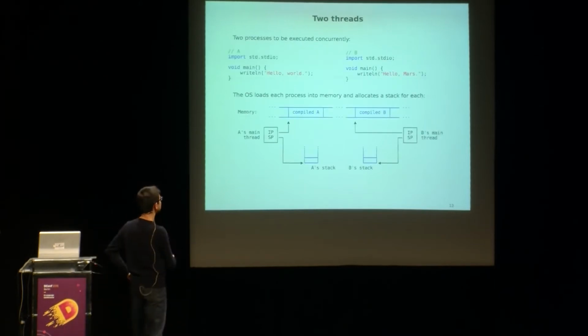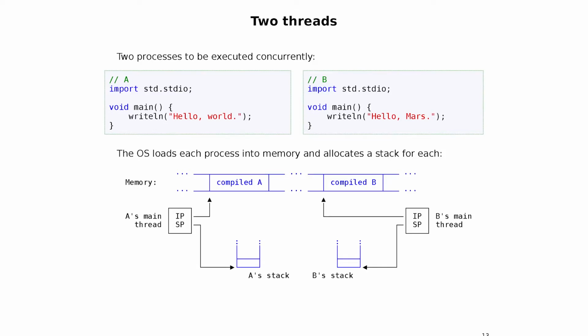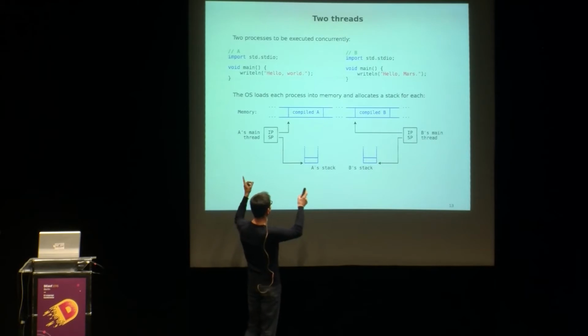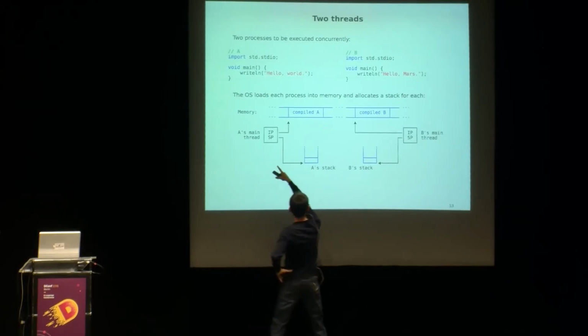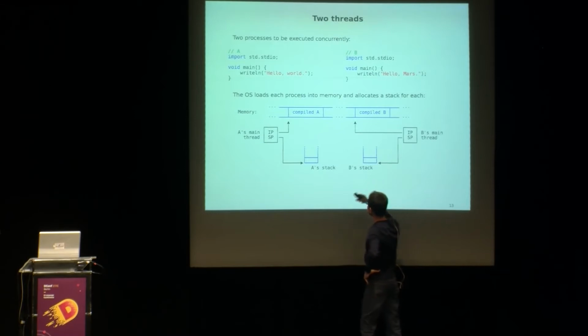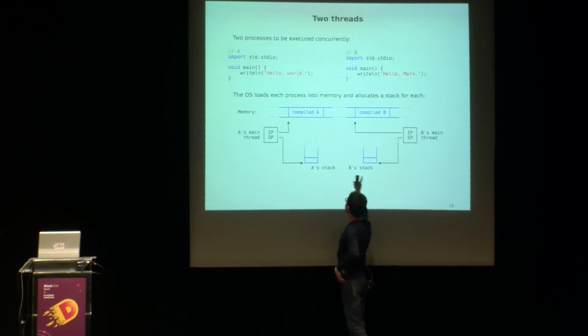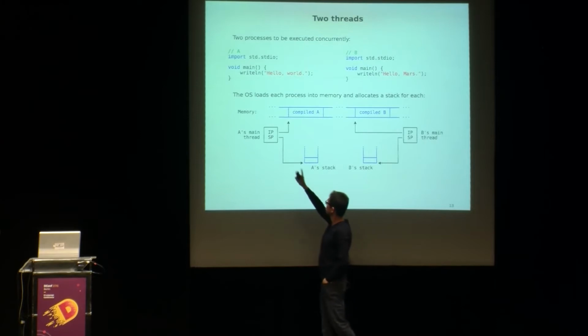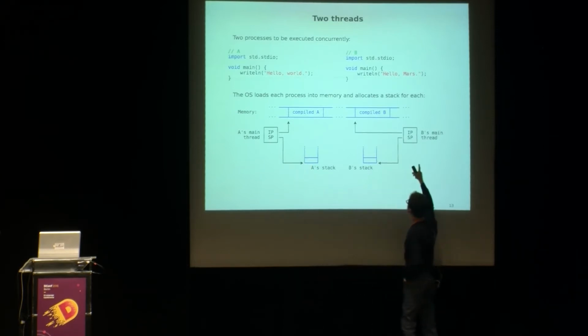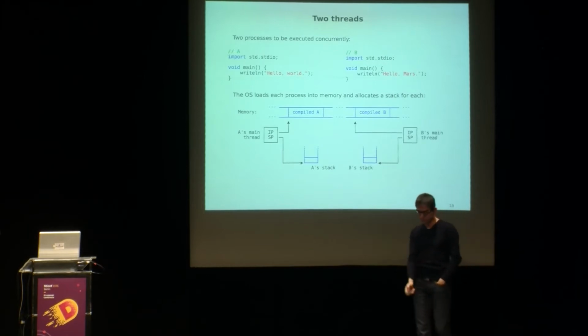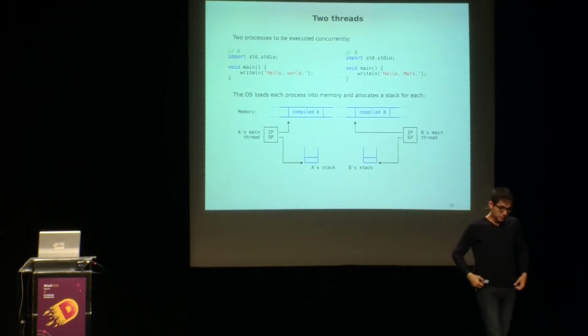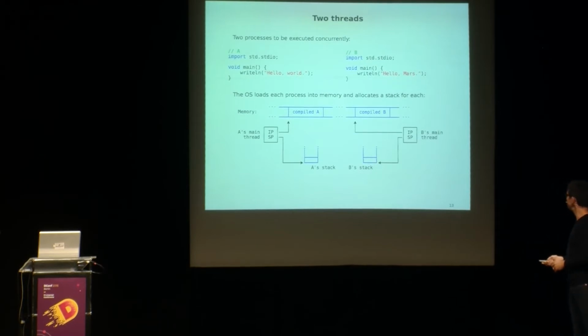And here's an example. Let's say the operating system is executing 2 programs. A says hello world, B says hello Mars. Of course, being compiled languages, the 2 compiled code are put into memory, which is that blue ribbon going from left to right. And 2 stacks are allocated for each main thread. Operating system creates a structure. IP points to the beginning of that compiled code. SP points to the stack. Likewise, B has an IP and an SP. And then operating system knows about these 2 threads and executes the code.